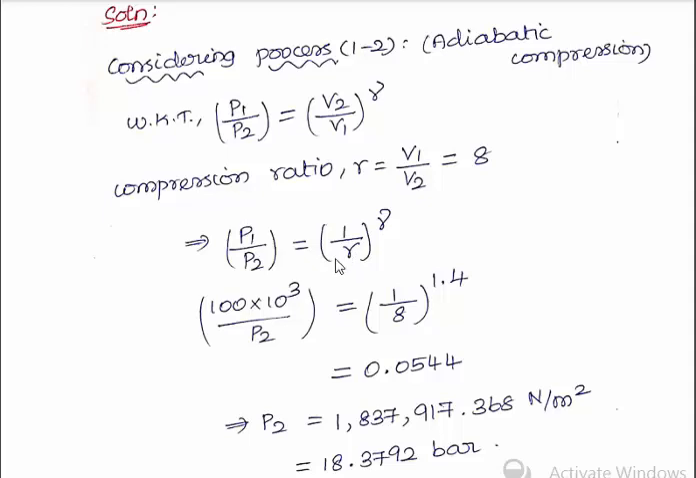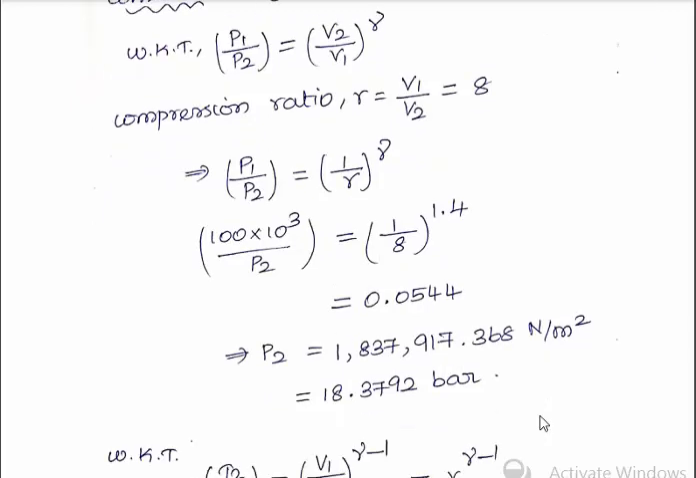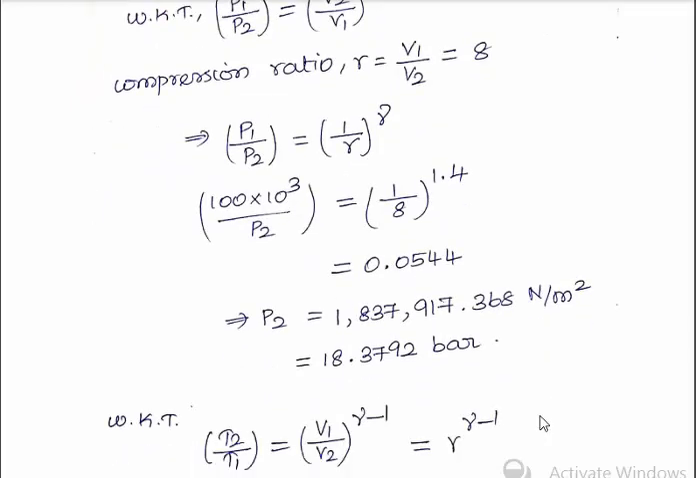So P1 oda value namakku theriyum, 100 into 10 power 3 Newton per meter square, problem la irundhadhu. R oda value 8, gamma oda value 1.4. Substitute pannom appadinna P2 oda value calculate pannalaam. So P2 is 1837917.368 Newton per meter square. So simply it can be written as 18.3792 bar, because 1 bar is 10 power 5 Newton per meter square.